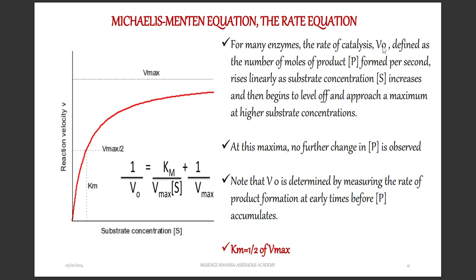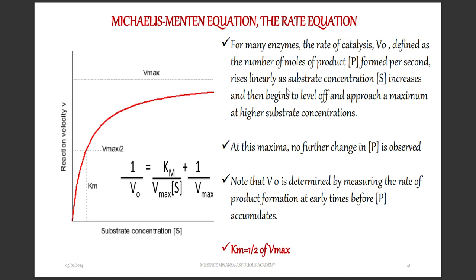The rate of catalysis, we call it V. Like that's a speed. You know that rate is just a speed. Because this is V0, it means that is the initial speed, isn't it? So the rate of catalysis is defined as the number of moles of product formed per second, and that is going to rise linearly as substrate concentration increases, and then begin to level off as you approach the maximum at higher substrate concentration.